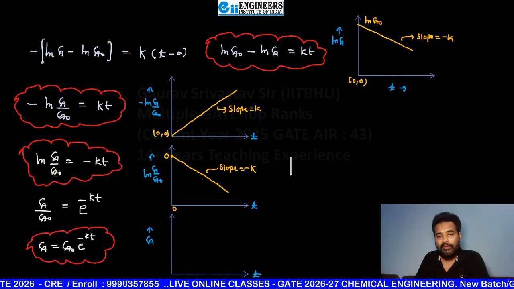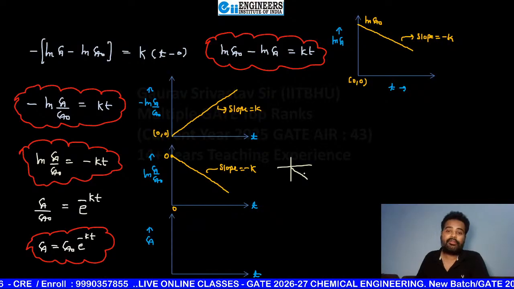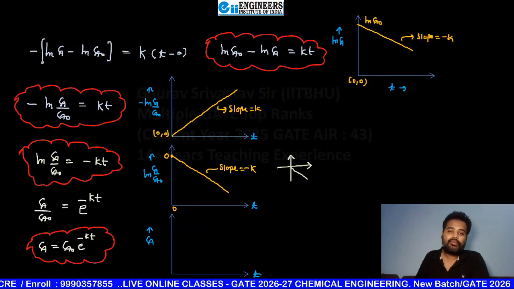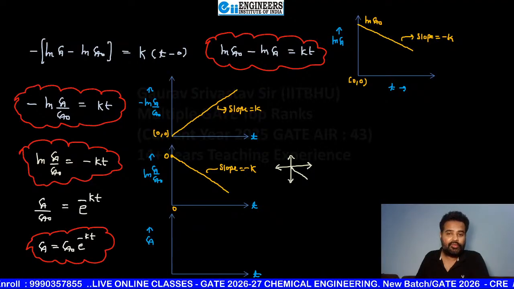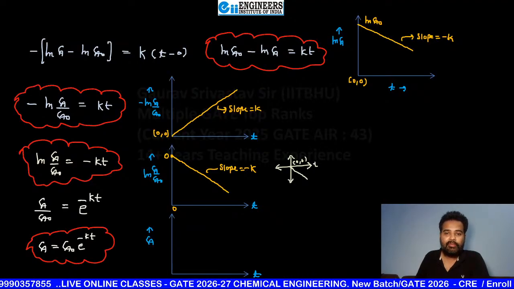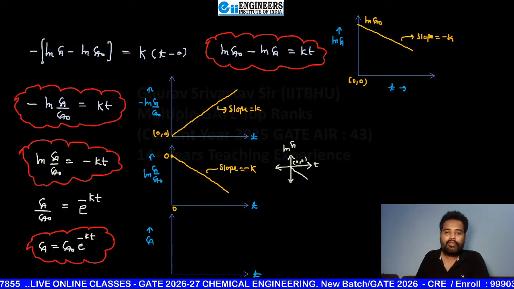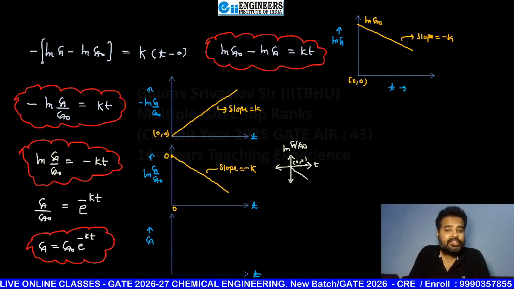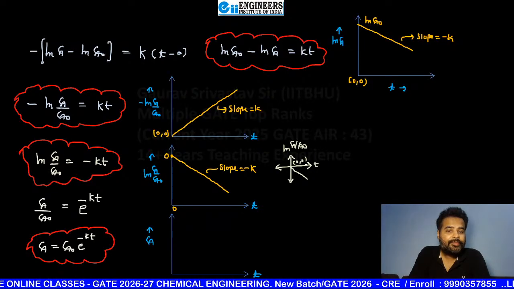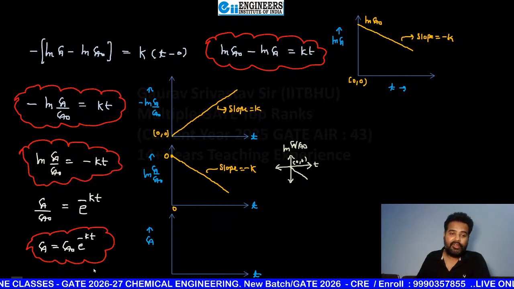See, this is your graph. Okay, this is your graph. So this is your 0, 0 now. Here is 0, 0. This is time, and this is ln of CA by CA naught. Now is it crystal clear to all of you? And the final one is clearly exponential.